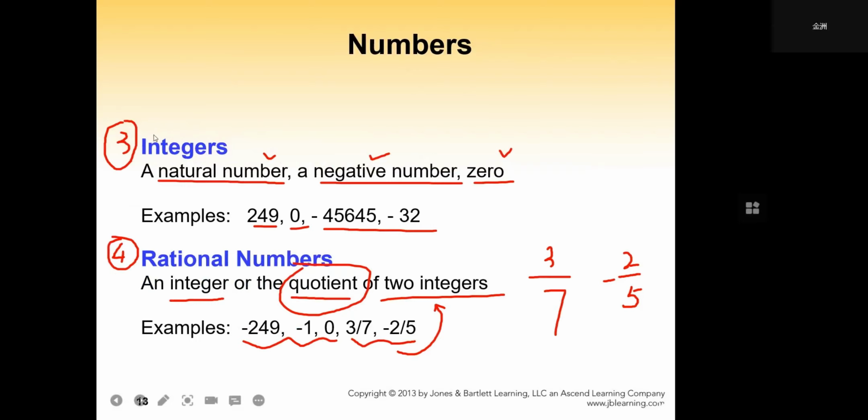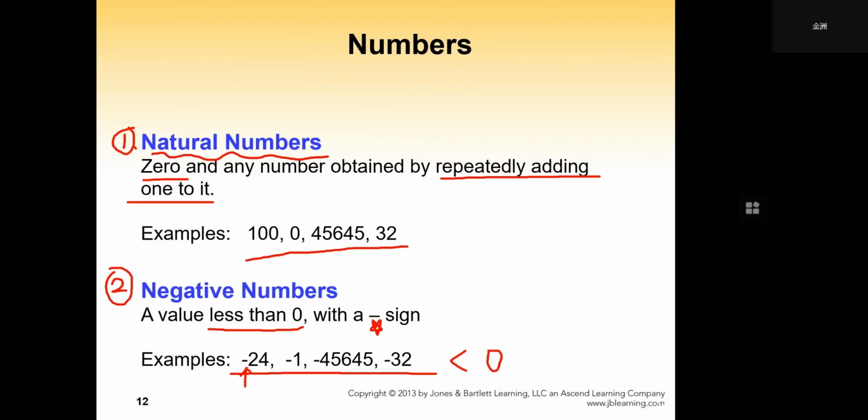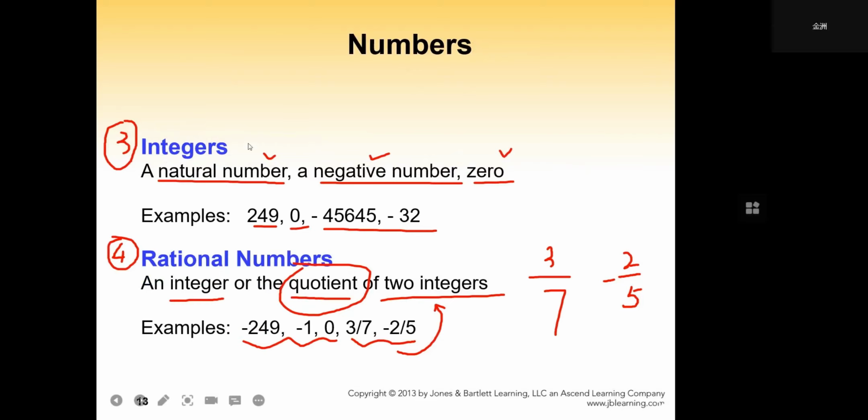And then an integer is a natural number plus a negative number plus 0. In fact, 0 is also included in the natural numbers, so an integer is a natural number plus a negative number. It could be positive, it could be negative, but it is all related to the number 1. And the last category is rational numbers. It represents an integer or the quotient of 2 integers. Okay, so it can be represented like this.